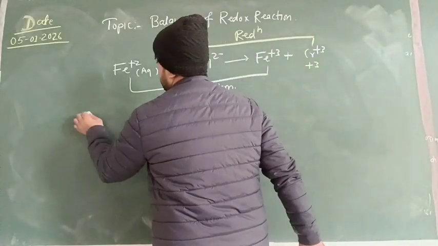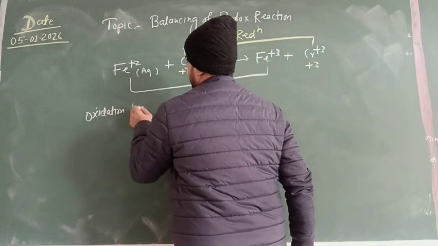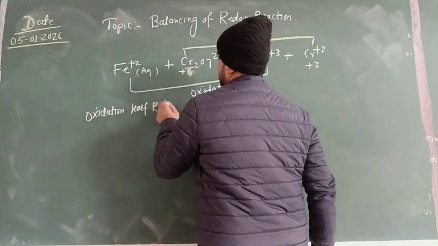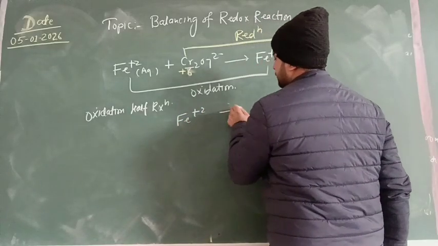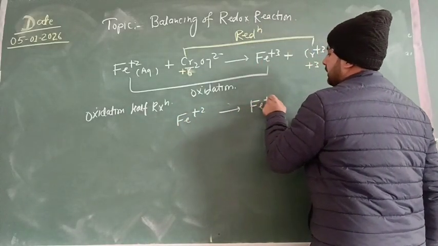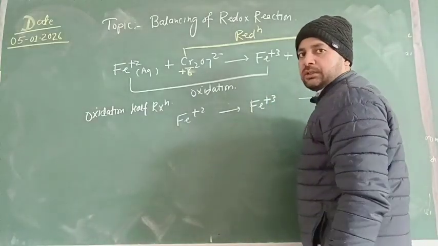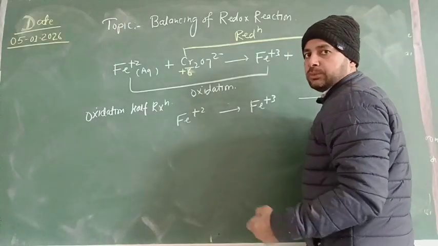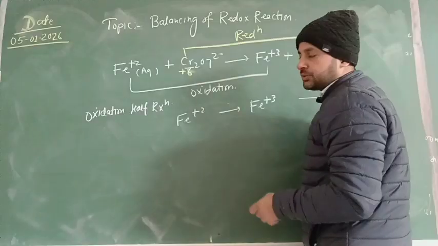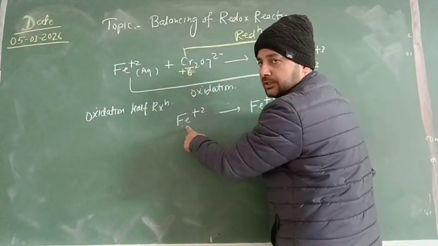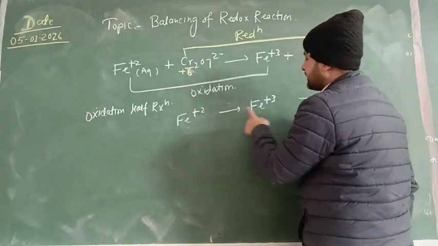So what do we write? Oxidation half reaction. Oxidation is happening in the case of iron: Fe2+ changes into Fe3+. This is equation 1. In equation 1 we will check whether the number of atoms is equal on both sides, and we will also check that the charges are the same on both sides. Here the iron atom is 1, and here the iron atom is also 1. Here the charge is +2, here the charge is +3.